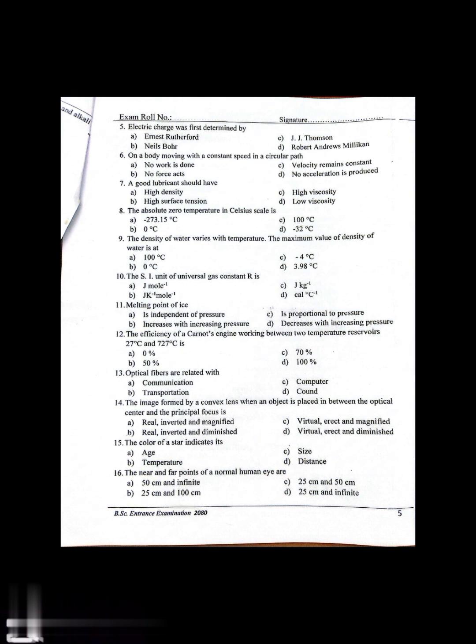6. On a body moving with a constant speed in a circular path, A. No work is done, B. No force acts, C. Velocity remains constant, D. No acceleration is produced.